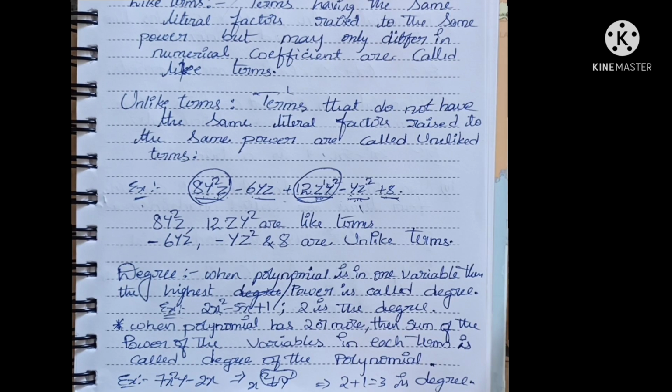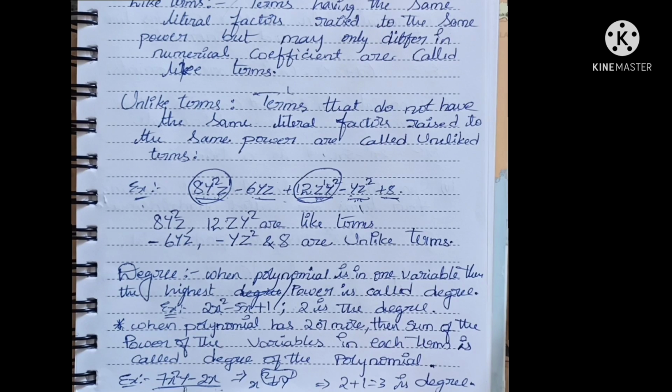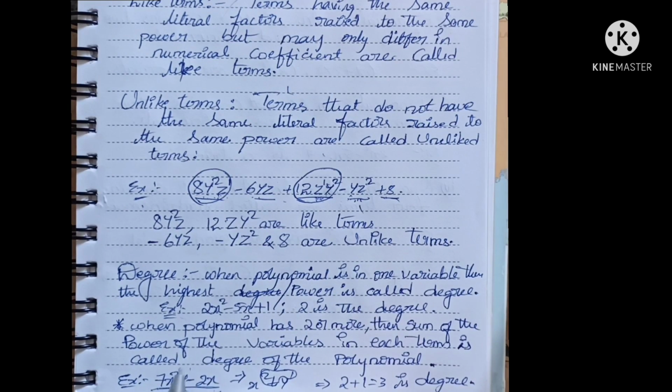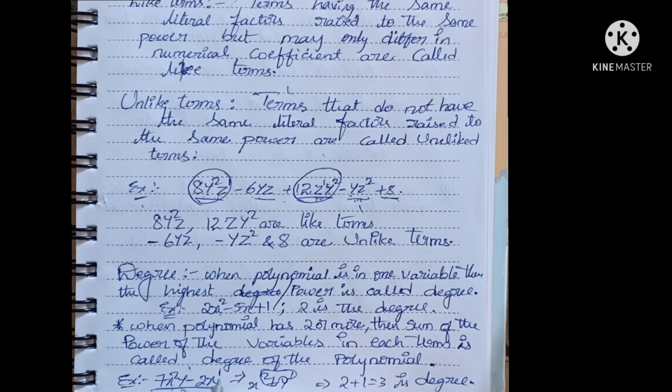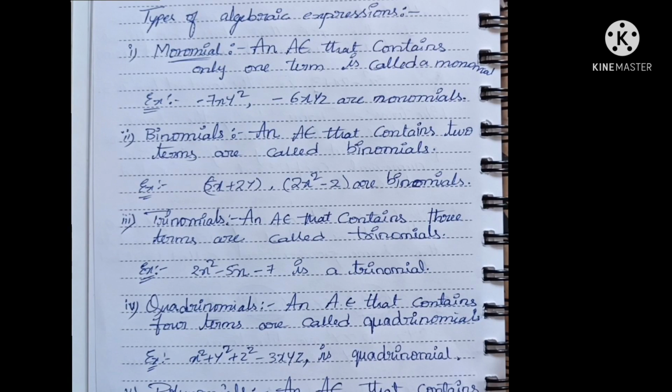For example, 7x square y minus 2x. Here we have two variables, that is x and y. So in the first term, what is the power? x power 2, y power 1. So the total power is 3 here. In the second term, we have only one variable, that is x. What is the power here? 1. Here the power is 3, here the power is 1. So what is the highest power? 3. So we should consider the degree as 3. Got it?